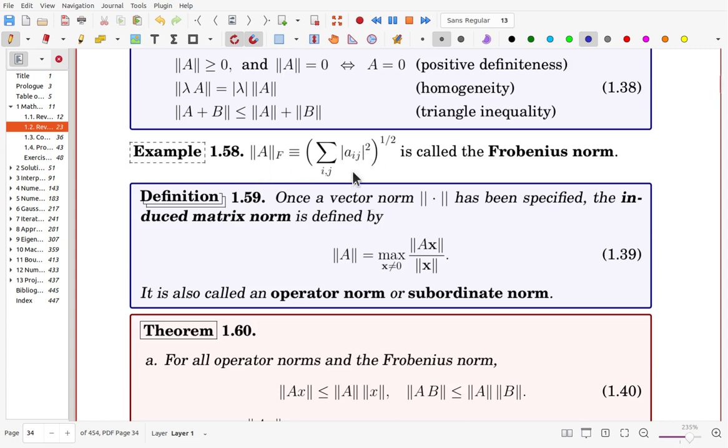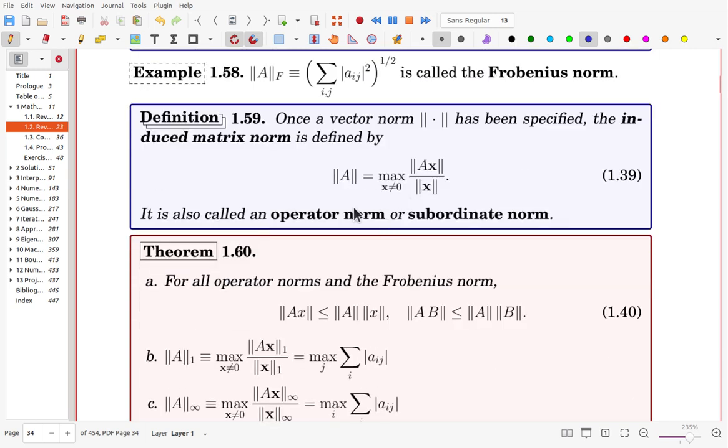Here the Frobenius norm is defined in this way. For every component, the squared components will be added, and then the square root will be taken. That is called the Frobenius norm. Of course, this definition satisfies these three conditions, so it is a norm. And here also, quite a convenient norm is the induced matrix norm.